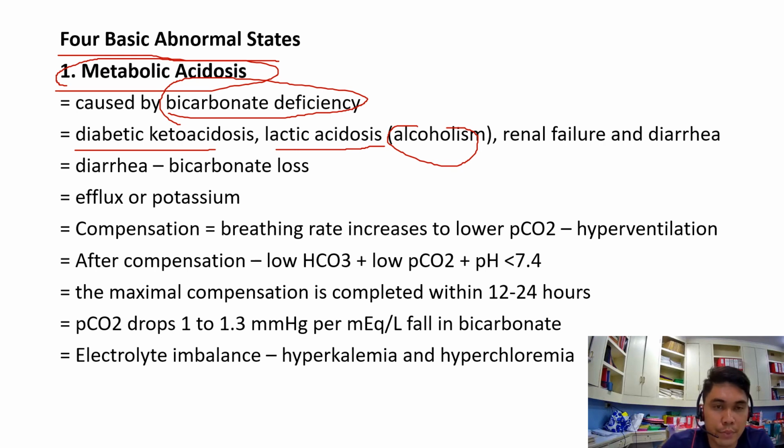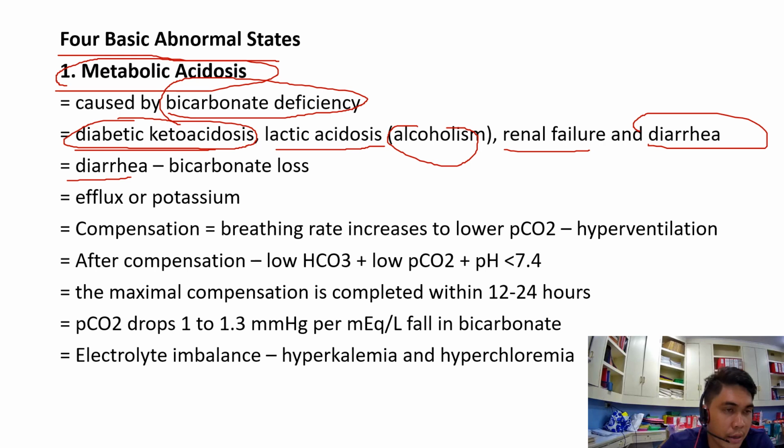You have buildup of acid, then diarrhea, you have excretion of bicarbonate. In diabetic ketoacidosis, you are producing ketones. Ketones are acidic. Then in diarrhea, you have increased bicarbonate loss.